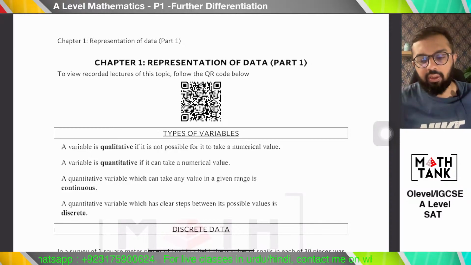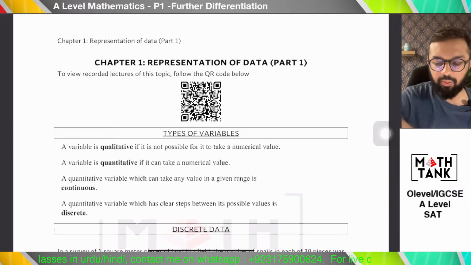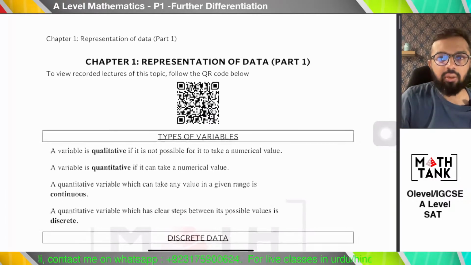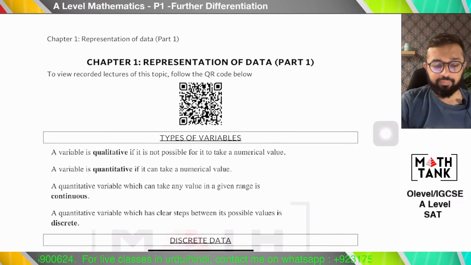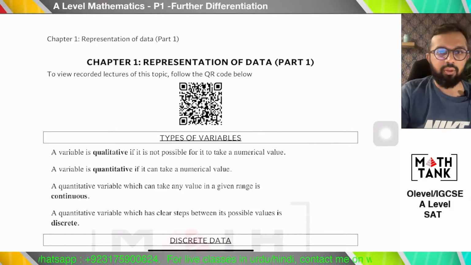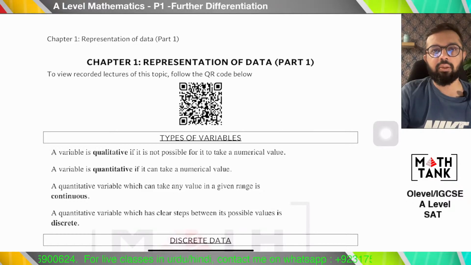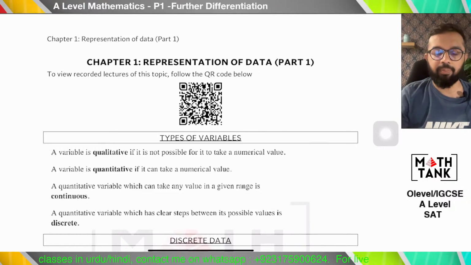Today's topic is representation of data, part one, and we'll be going through all of whatever is in here. This is a continuation of what you come across at O level, and then we build up from there, and bring in A level things into the mix. The chapter is actually divided into two parts: representation of data part one and representation of data part two. That is for my own convenience of teaching and nothing to do with the syllabus in particular, and in terms of dividing for the homework.